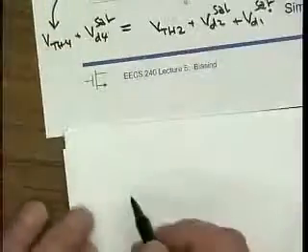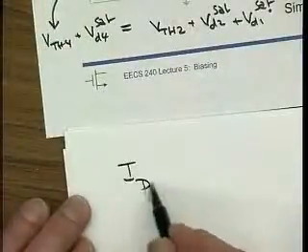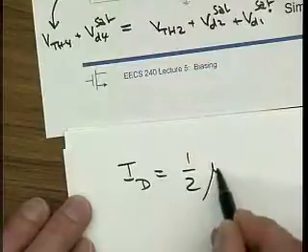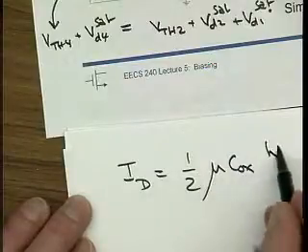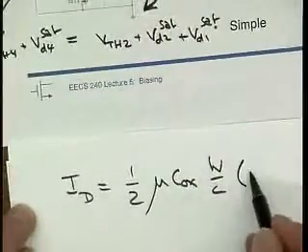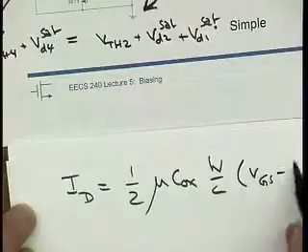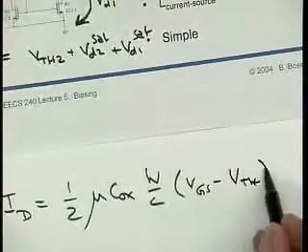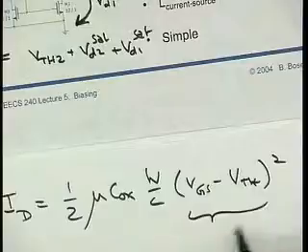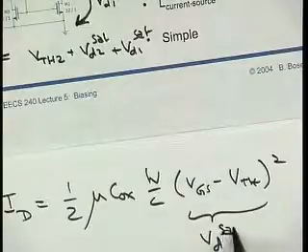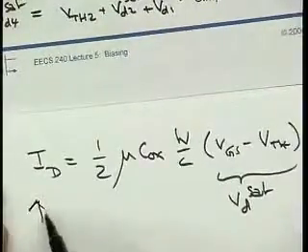So now if we use our square law equation, then we have ID equals 1/2 mu Cox W over L times VGS minus VTH squared. Actually, I could have said VD sat here. So the current's the same.